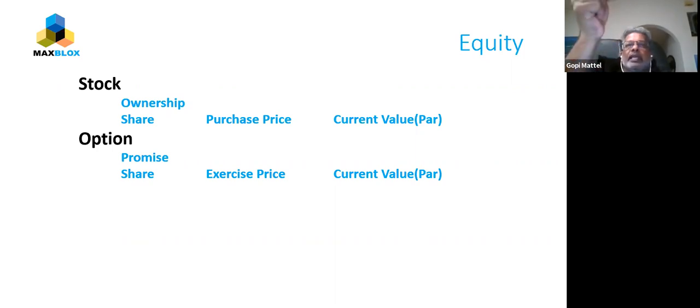You'll say, hey, Kaushik, I am going to give you 1,000 options. That means I'm giving you essentially a promise that you can buy 1,000 shares in my company. Now, that's fine. What price? In shares, if I told you I'm going to allow you to buy shares, whenever you buy it, typically it will be the current value, the par value. But in the case of options, you have what's called an exercise price, where you tell the person, I will allow you to buy it at 10 rupees.